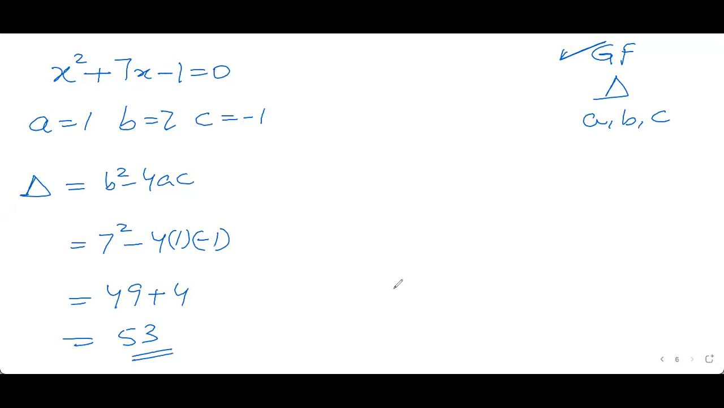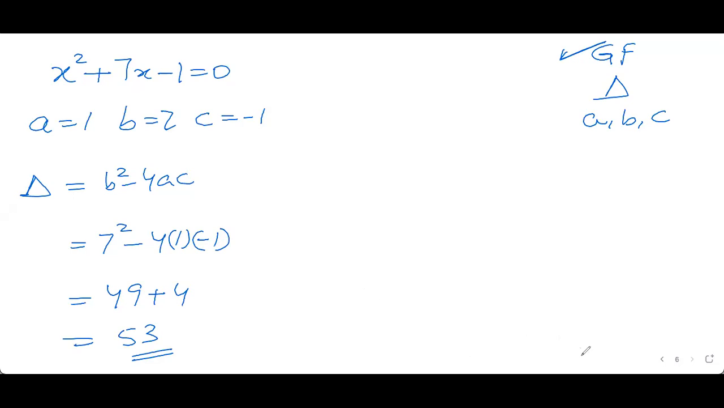The discriminant is equal to 53. Before we move to the next question, if I ask you, what will be the nature of roots of this equation? What will be your answer? The discriminant is 53. So what kind of roots will this equation have?